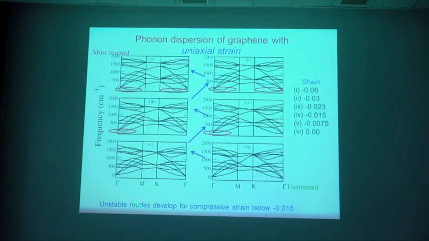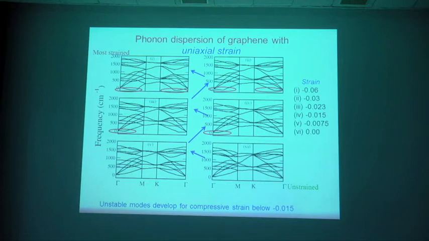You will see this is the phonon dispersion of graphene. In the unstrained state, of course, you have it stable, all phonons are as you expect. As you apply the stress, this flexural phonon branch dips below zero. And that's what is called a rippling instability.